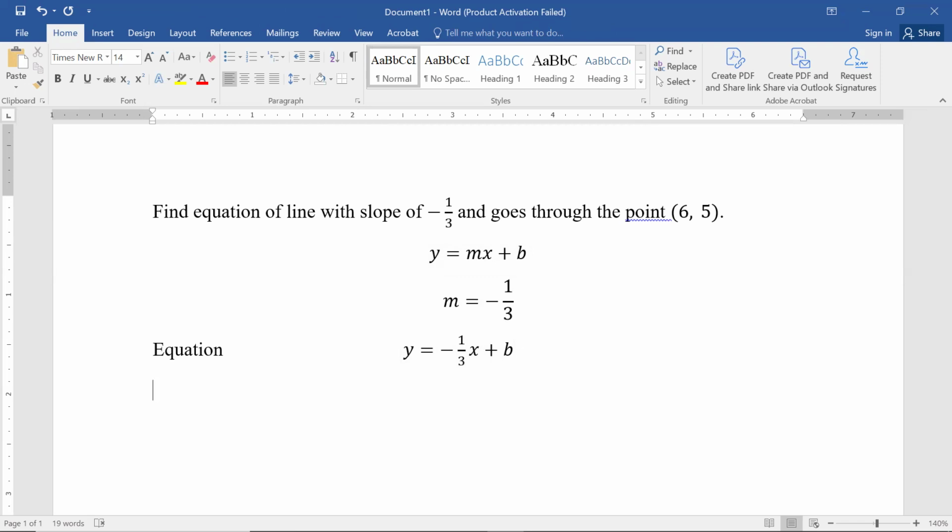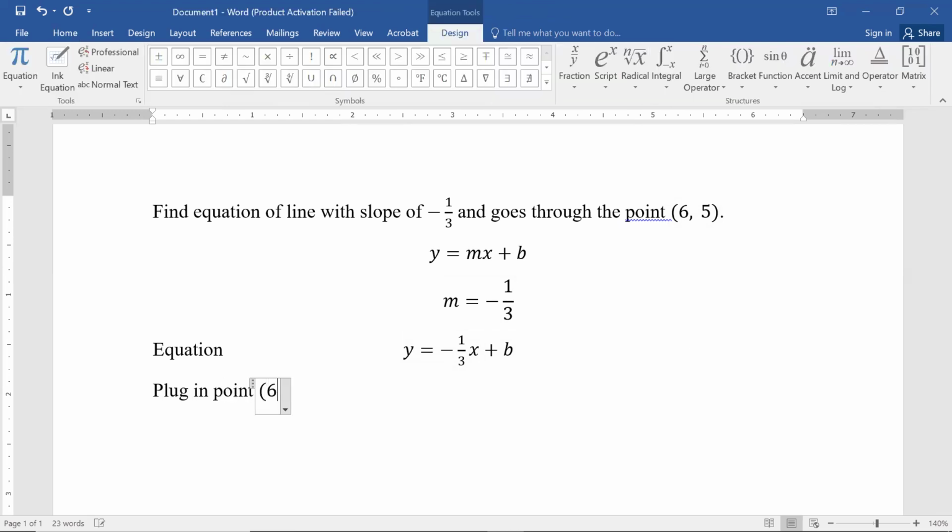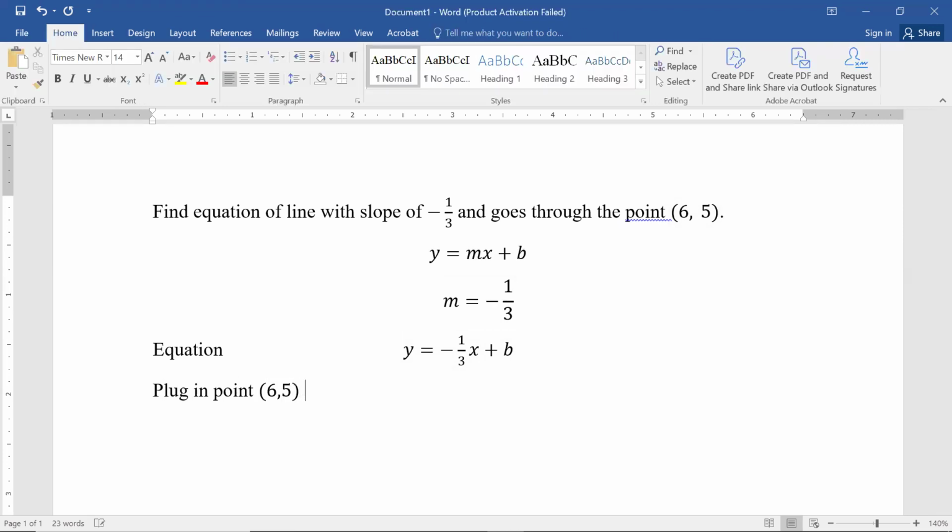So how do I find the b? Well, I use this point and what I know about this equation. This point is on the line, and what that means is that if I plug in the point values into the x's and the y's, it gives me a true statement. So I'm going to plug in the 6, 5 into that equation. Let me write that down. Plug in the point 6, 5 into that equation.